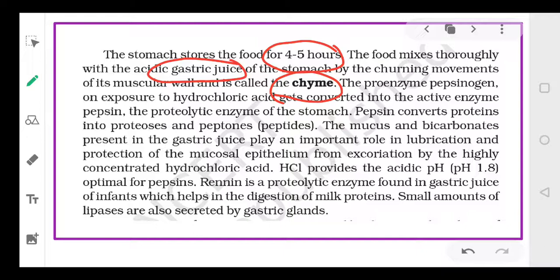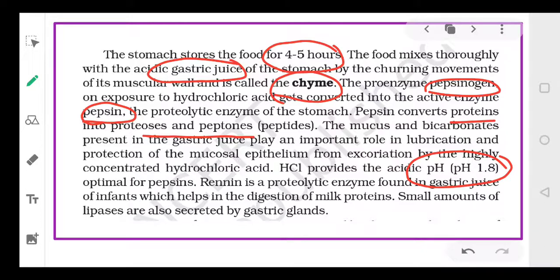Because of the presence of HCl, your pepsinogen enzyme, which is an inactive form, will be converted into pepsin, which is an active form. Now this pepsin will act upon the proteins and convert them into proteoses and peptones. HCl maintains a pH of 1.8. The pH in your stomach is approximately 1.8, and this is absolutely optimum for the action of pepsin enzyme.